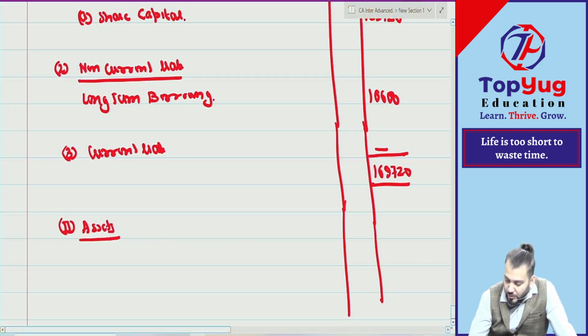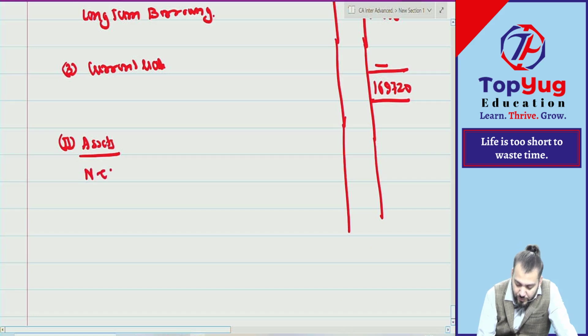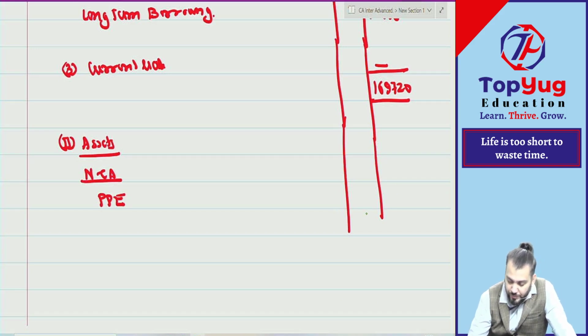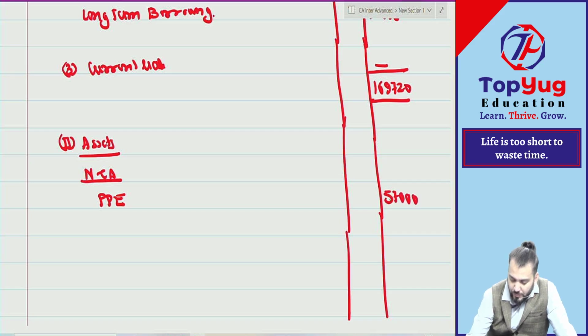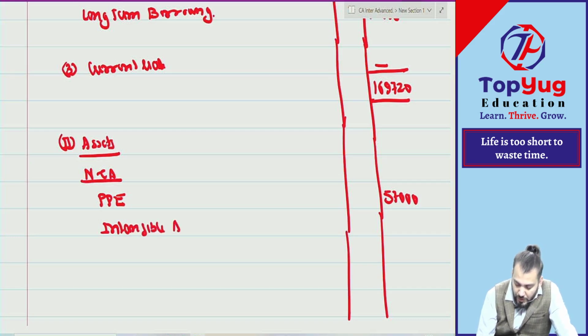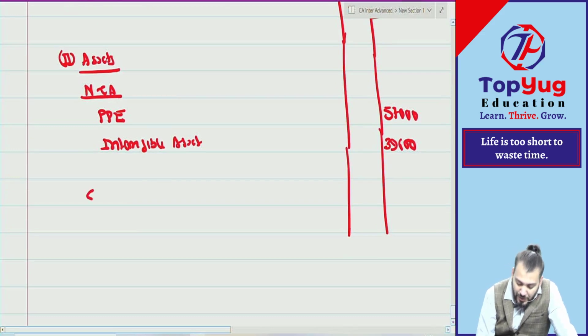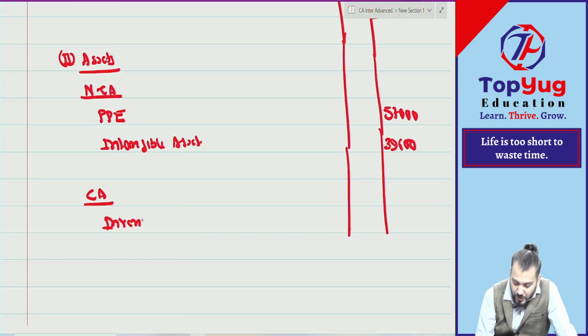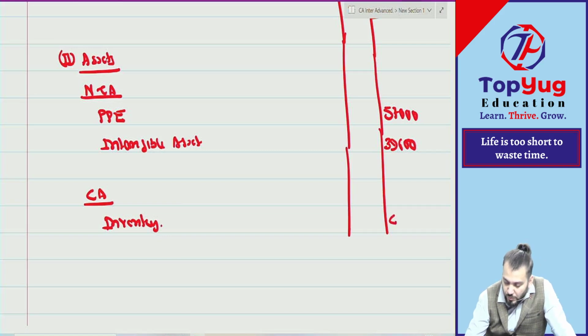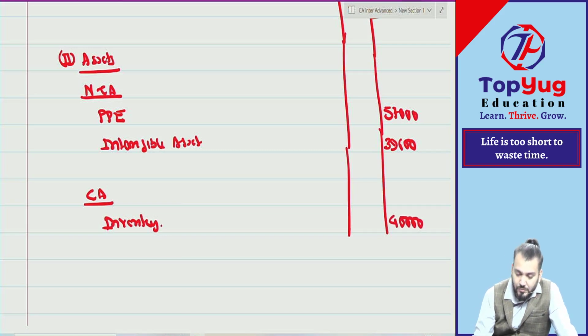Can you give me first non-current assets? In this first property, plant and equipment, how much? 57,000. Then we have intangible asset, goodwill is how much? 39,600. Then we have current assets. Current asset how much? Inventories how much? 40,000.